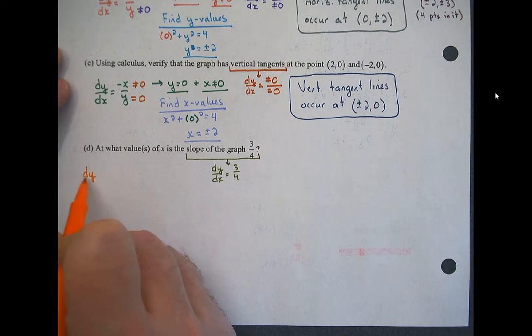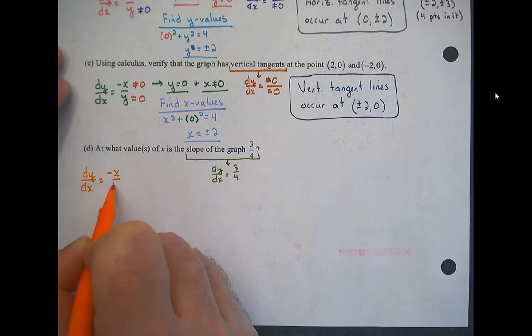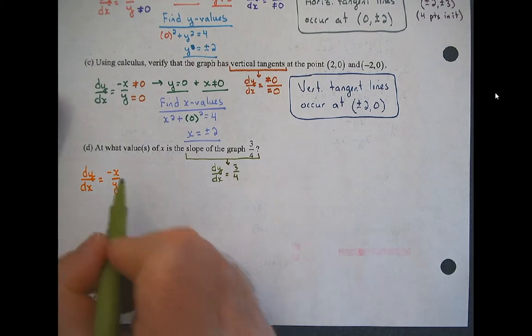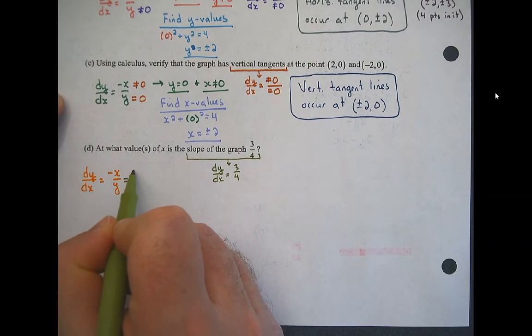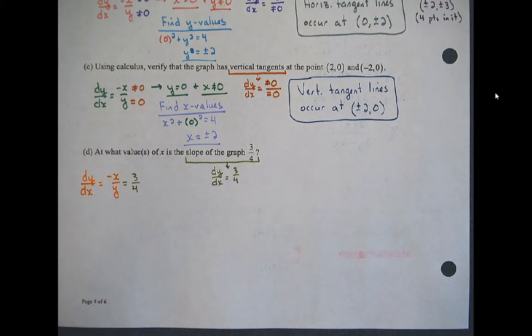So, dy/dx equals negative x over y. And we want that to equal 3 over 4. Now, what I thought when I first did this was this meant that x was negative 3 and y was positive 4. No, that's a relationship between these two variables. That's not all the possible combinations.